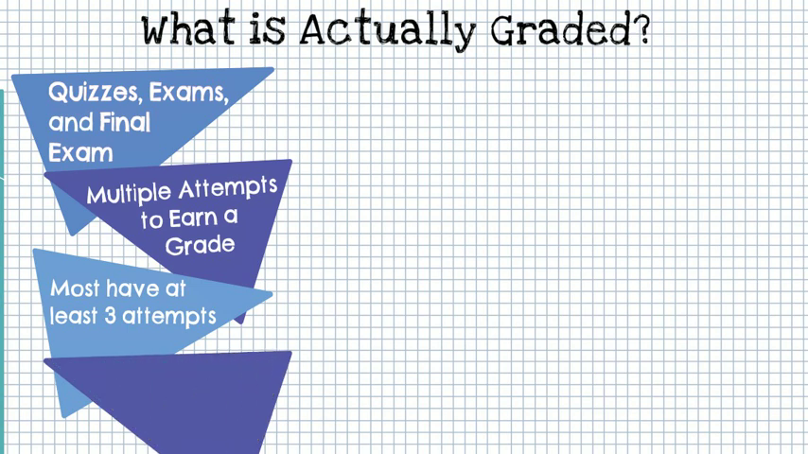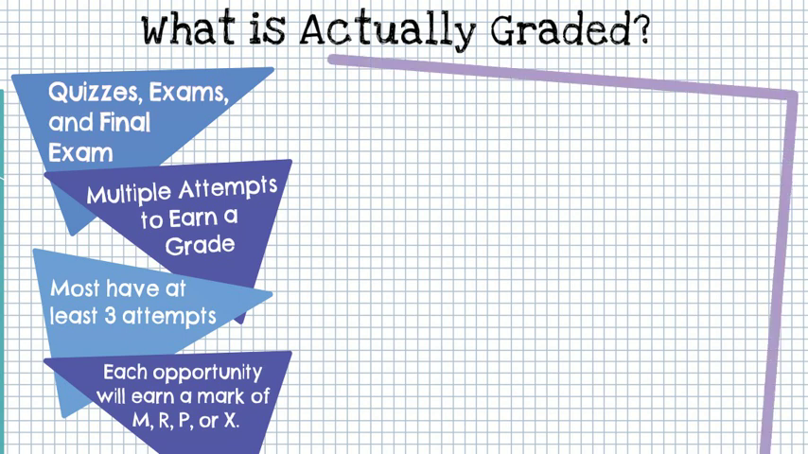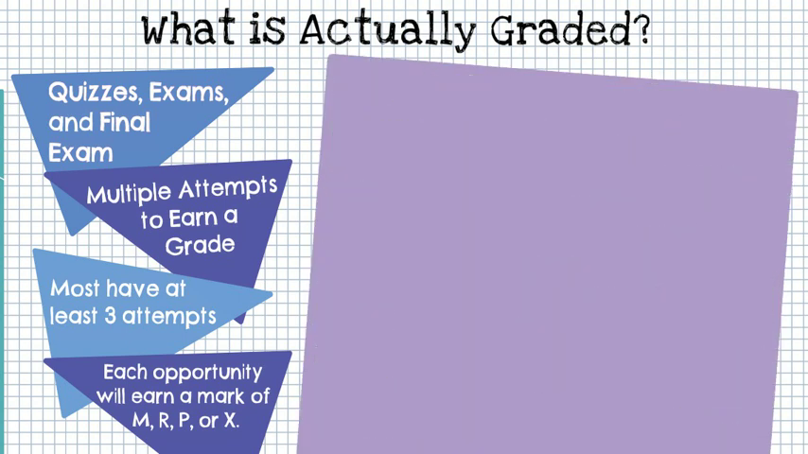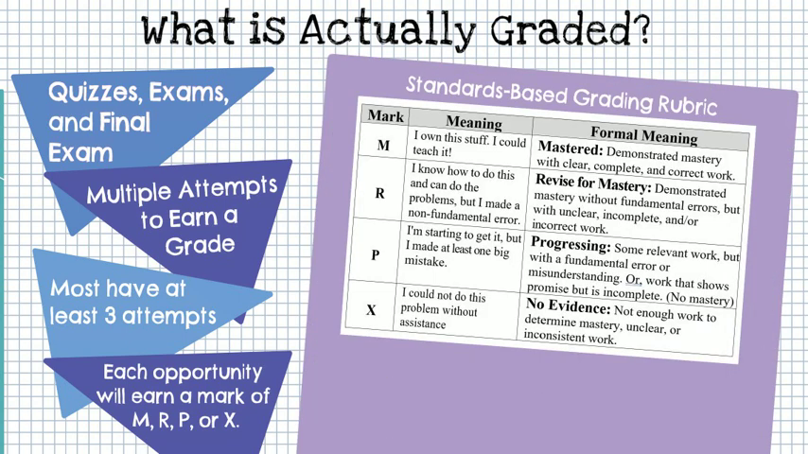Each learning objective will have its own mastery mark of M, R, P, or X, based on the course grading rubric. Here is a sample rubric to give you an idea of the course expectations. The official rubric for the course will be listed in the syllabus.